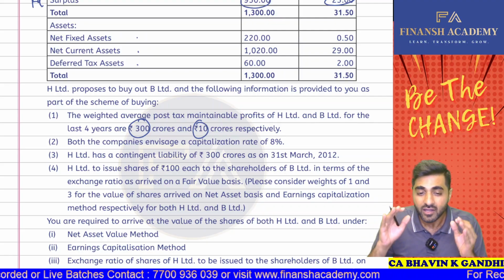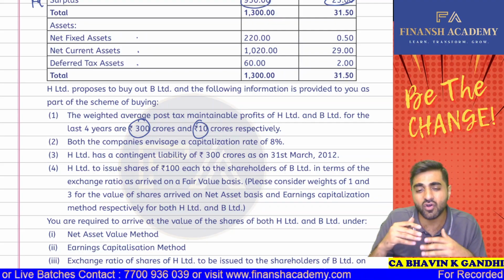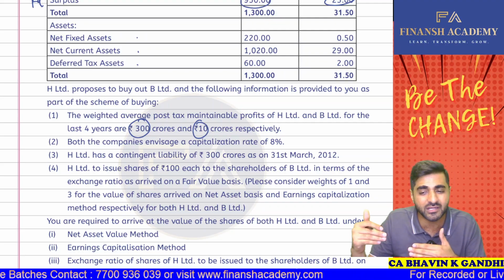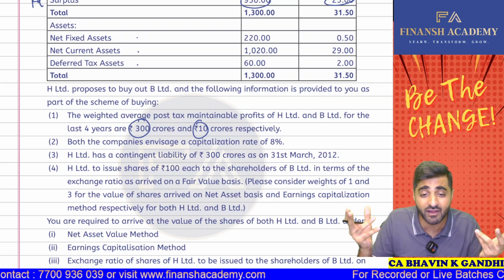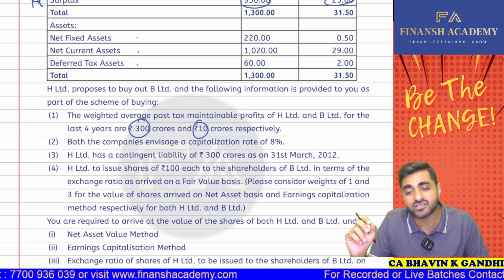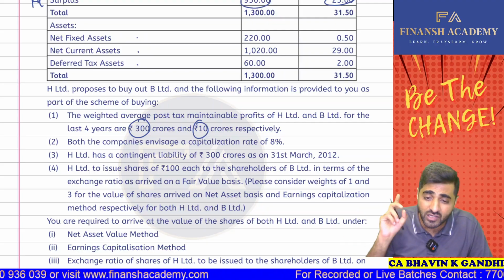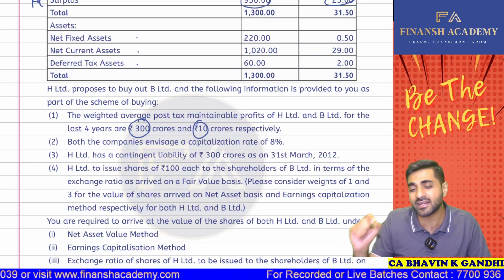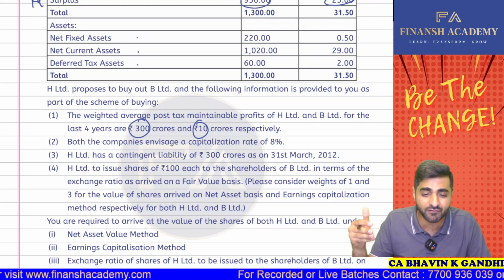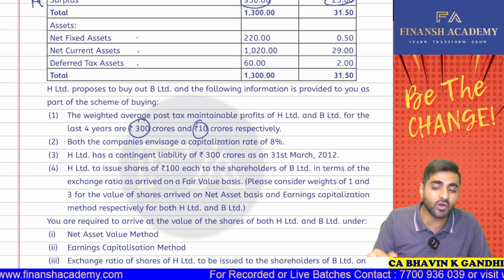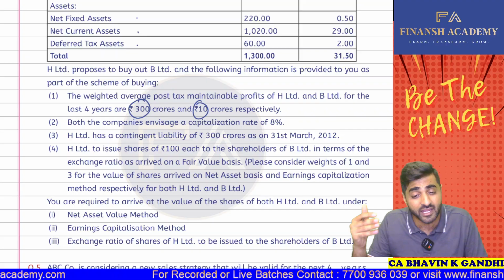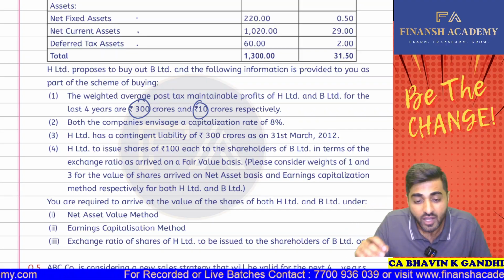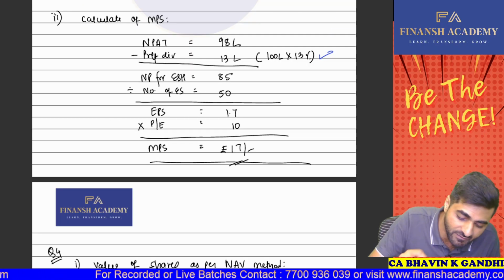And H should issue shares of 100 each to the shareholders of B Limited in terms of the exchange ratio, which is derived on fair value basis. So what is fair value? We have to consider weights of 1 and 3 for the value of the shares, which is arrived on net assets and earning capitalization method for both H and B. And you are required to first find out what's the value as per NAV, then what is earning capitalization, what's the exchange ratio. My dear students, let's talk about NAV first.